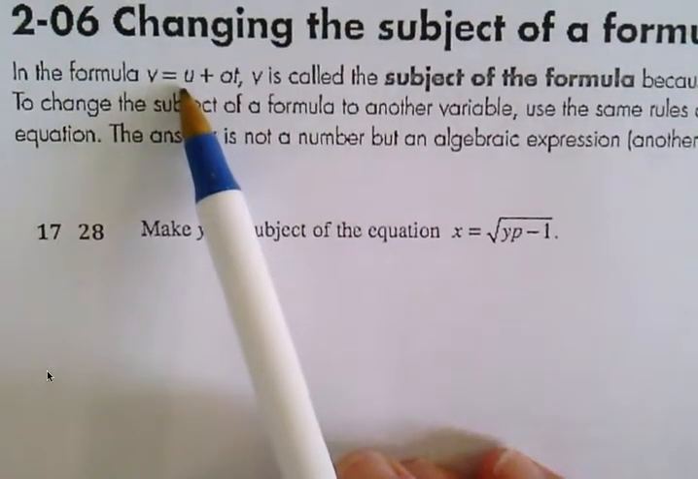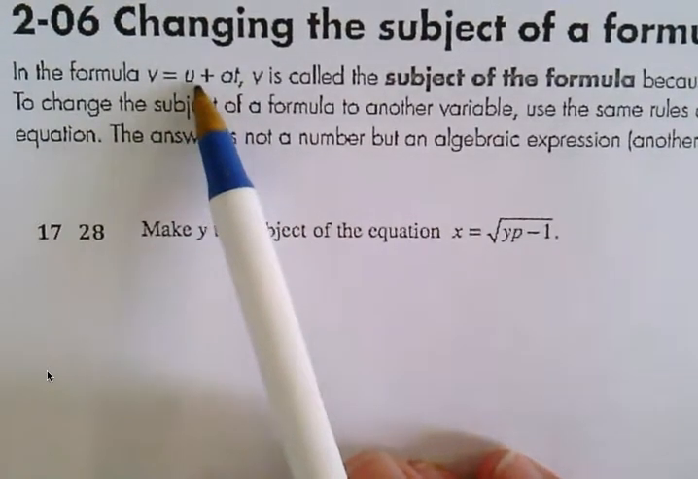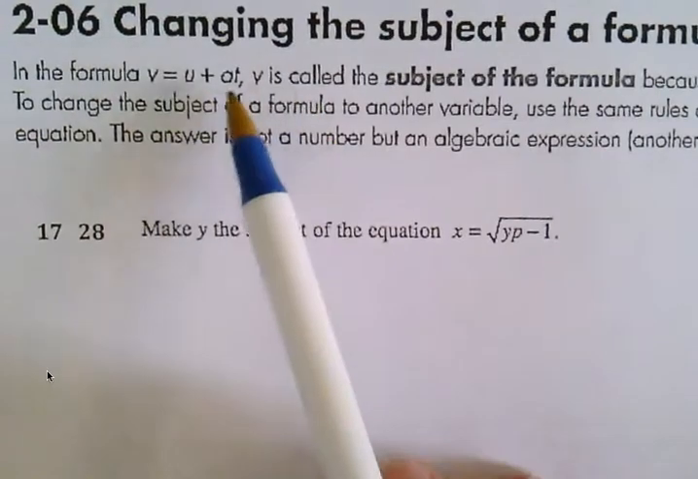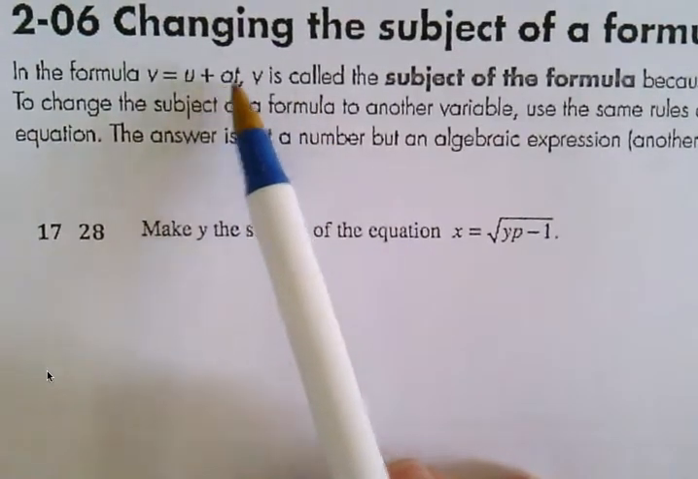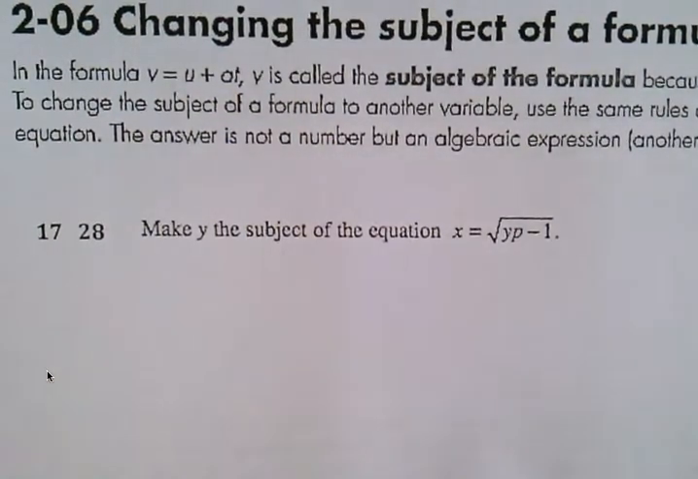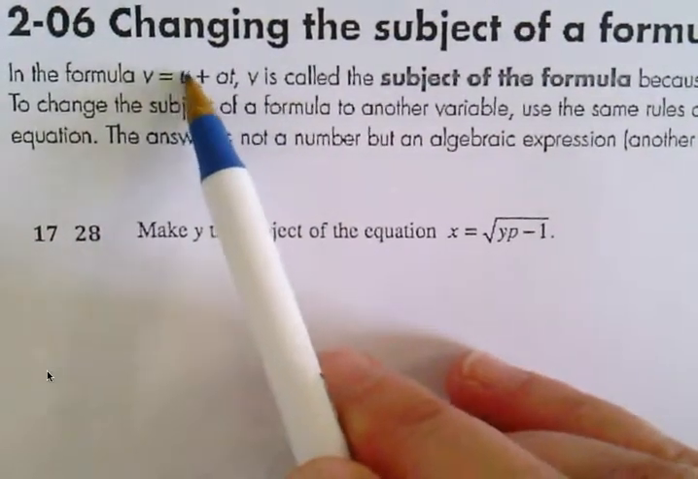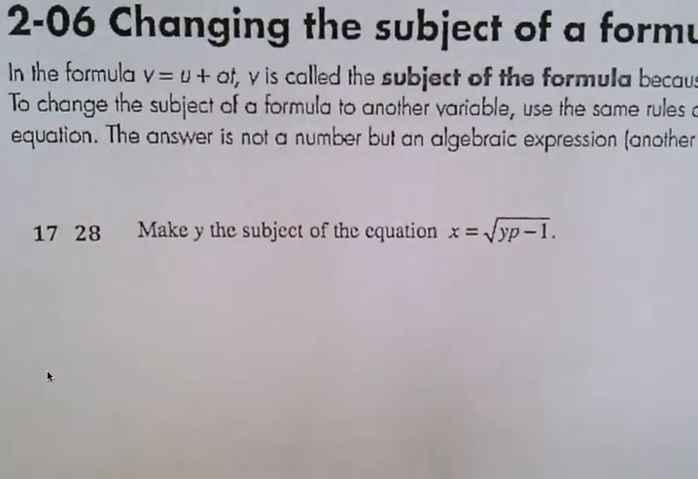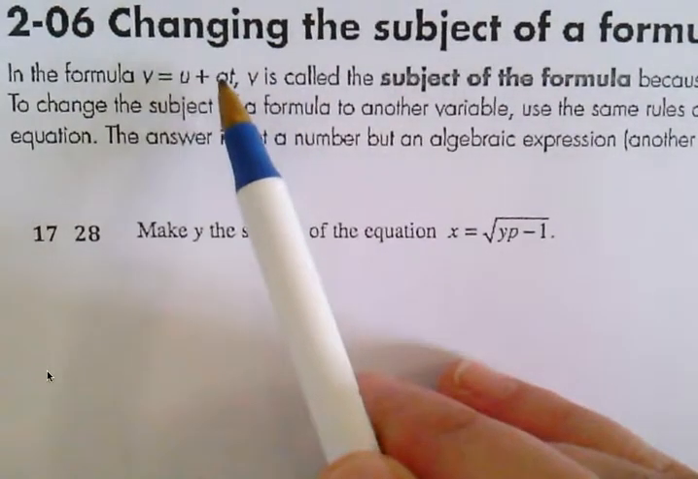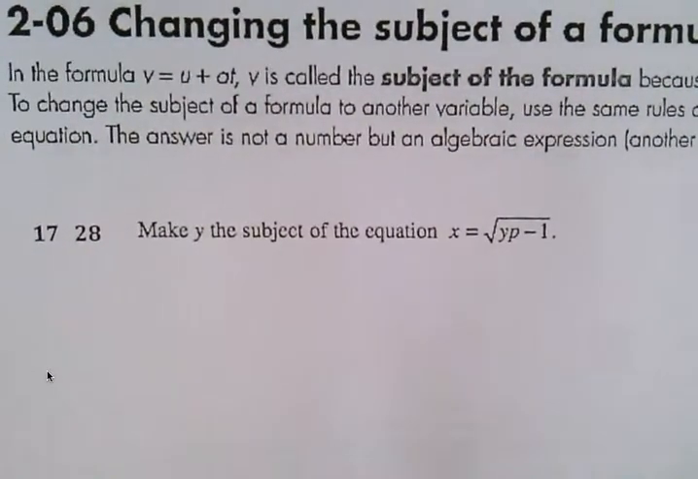So I might ask you to rearrange the equation and make U the subject of the formula. Or I could ask you to make A the subject of the formula or T the subject of the formula, meaning you'd need to rearrange this equation, for example, and have U equals whatever. Or if A was the subject, it would be A equals, and I'd have to take everything else to the other side.